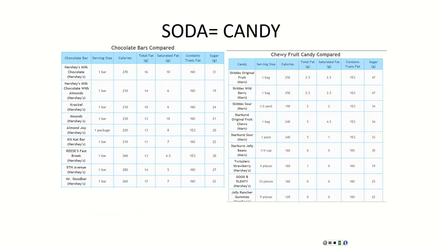Here's something else to consider. Soda is really the same as candy. Think back to what we saw with an 8-ounce can of Coca-Cola. It has about 28 grams of sugar. Well, look at all these candy bars, 31 grams, 24 grams, etc.